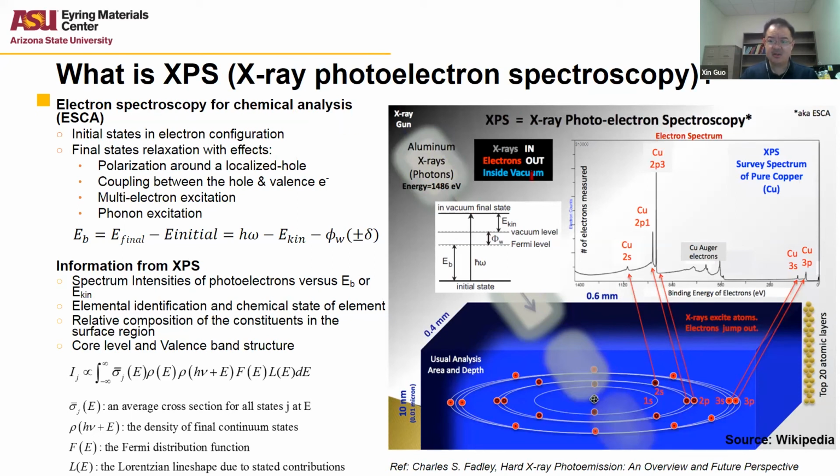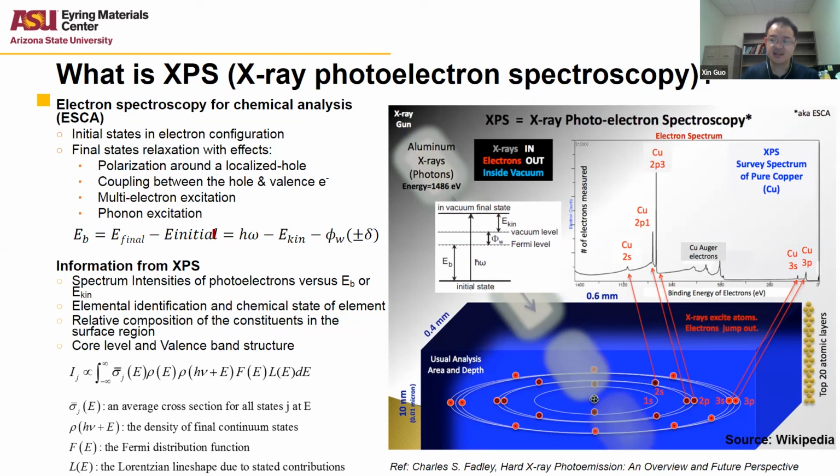So why can it be used for chemical analysis? Because we can relate it to the binding energy, which is calculated from the kinetic energy. And how could we calculate the binding energy from the kinetic energy? We assume the initial state is the original electron configuration, and after photoemission there is a final state. So the binding energy is the energy difference between the final state and the initial state.